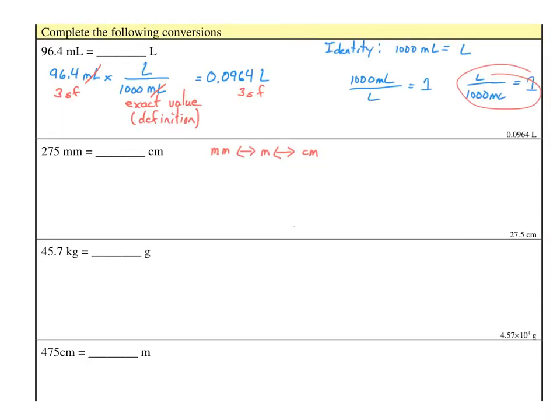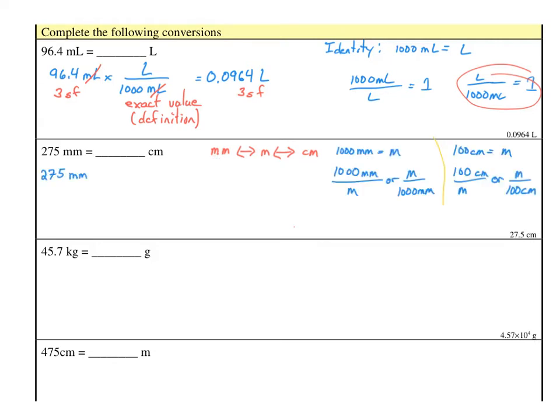In this next problem, we're asked to go between millimeters and centimeters. I suggest that you go through meters. So you go millimeters to meters, meters to centimeters. So here are the two associated identities. 1,000 millimeters equal a meter, 100 centimeters equals a meter.